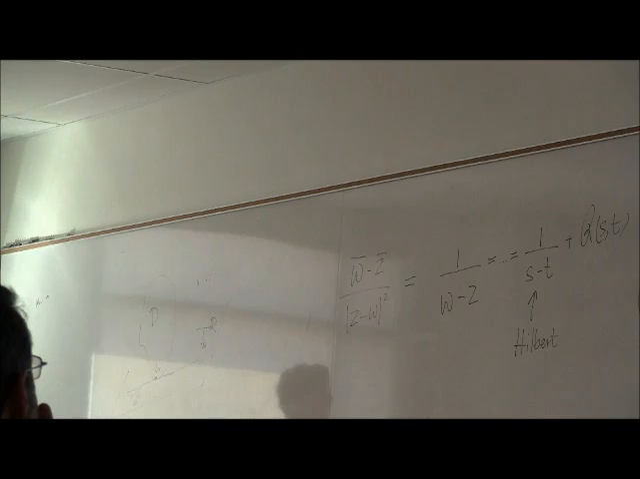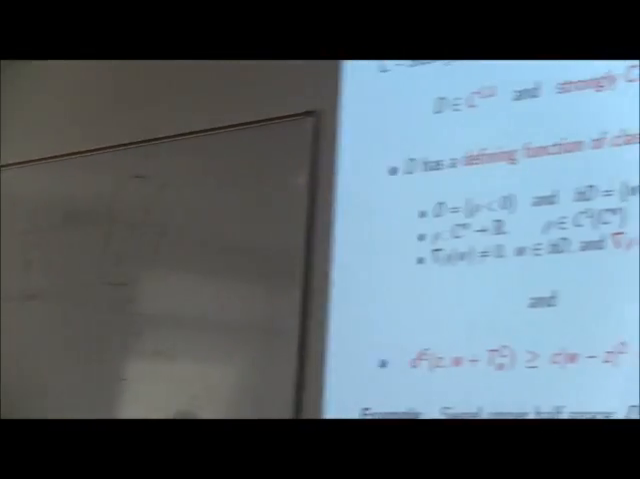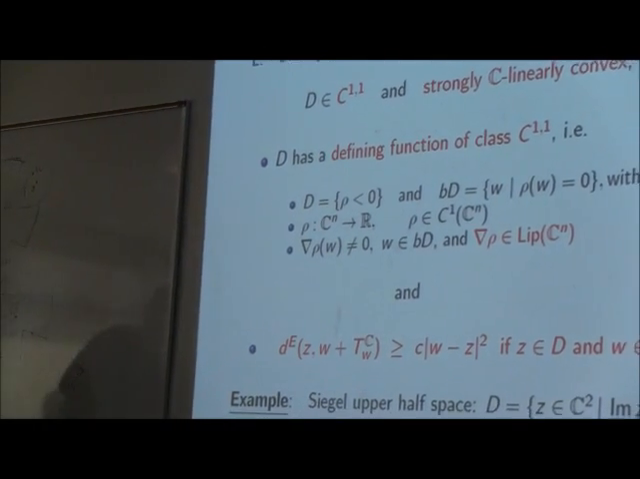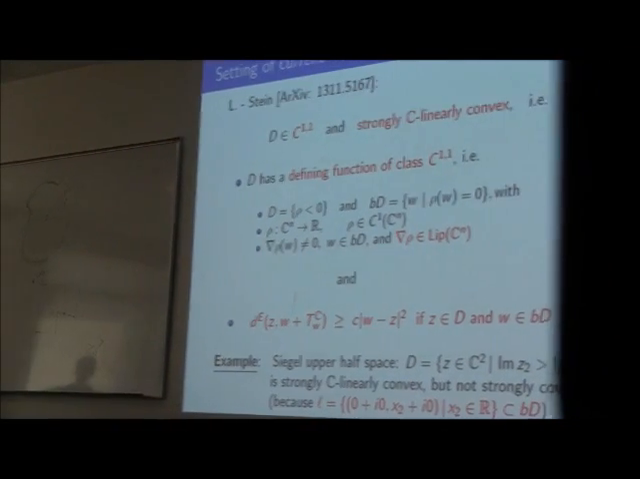Right? It has a complex structure of its own. So it's a complex vector space. Yes, as opposed to this one. So what is the property of being then strongly linearly convex?